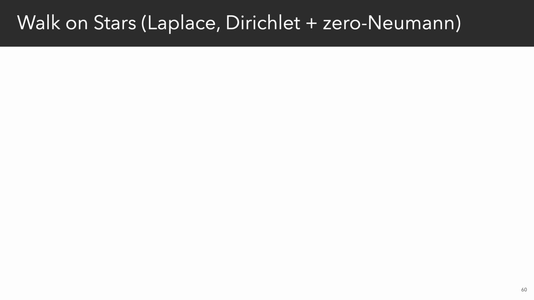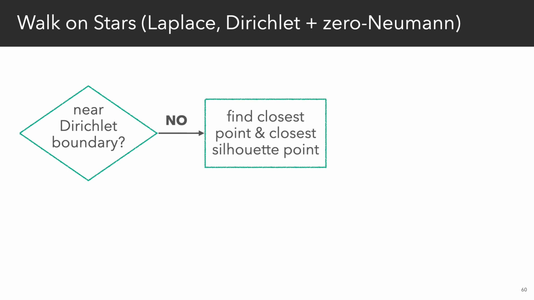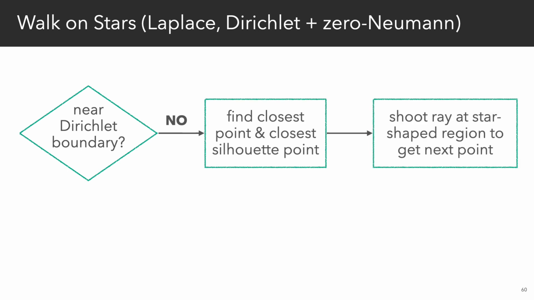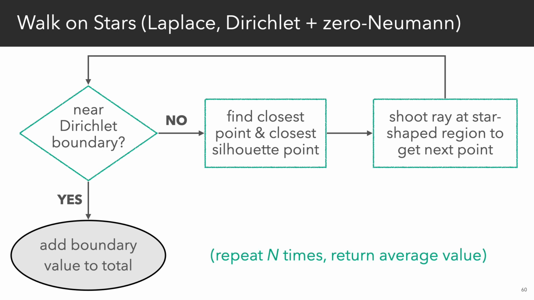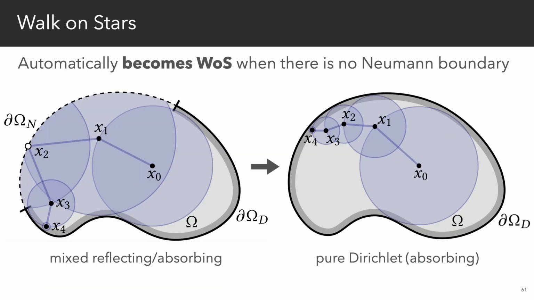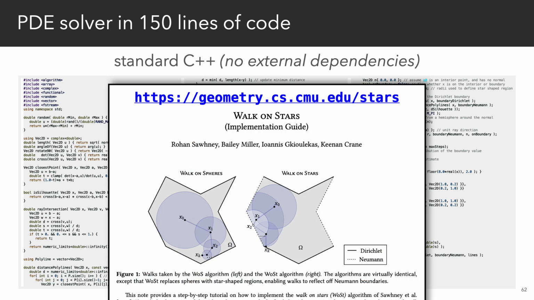Okay, so to recap, the algorithm is actually quite simple. We check if we're near the Dirichlet boundary. If not, we find the closest point and closest silhouette point. Then we shoot a ray at the corresponding star-shaped region to get the next walk location until we finally reach the Dirichlet boundary and we add to our total. We then repeat this process n times. Notice that walk-on stars automatically turns back into walk-on spheres when there's no Neumann boundary. This algorithm can be implemented in 150 lines of standard C++ code with no external dependencies, and if you want to see how, we wrote up a step-by-step tutorial on building this code up from scratch.